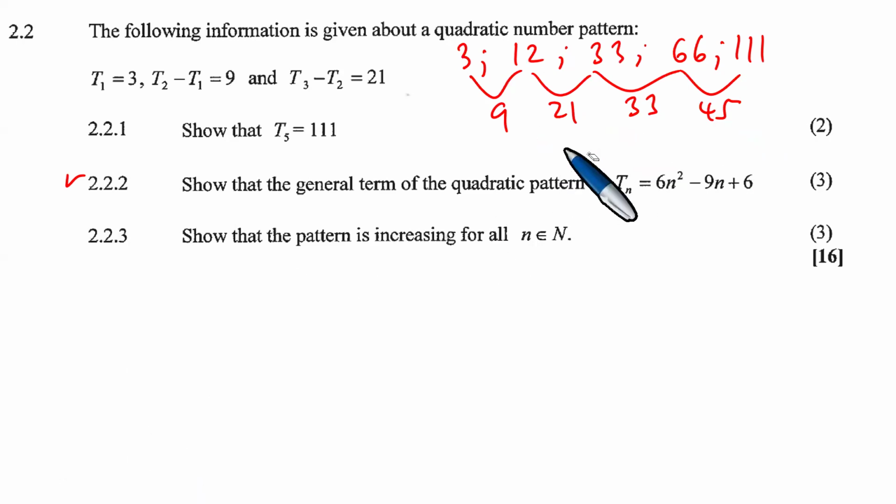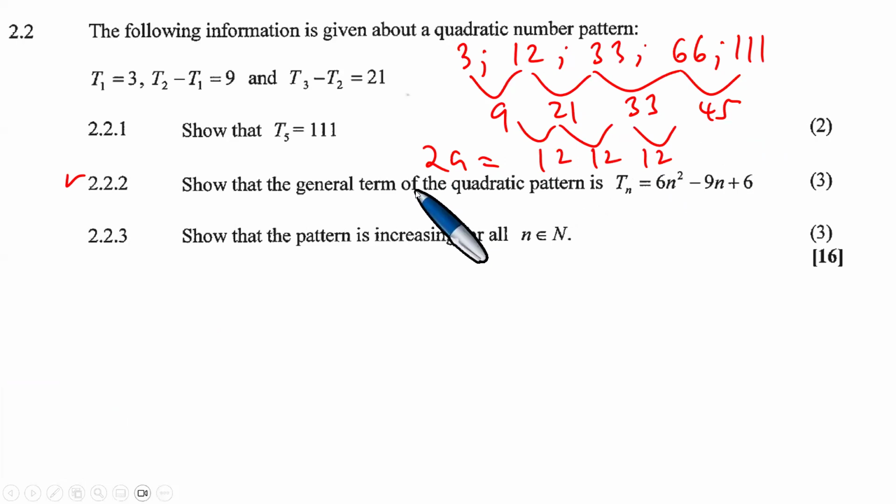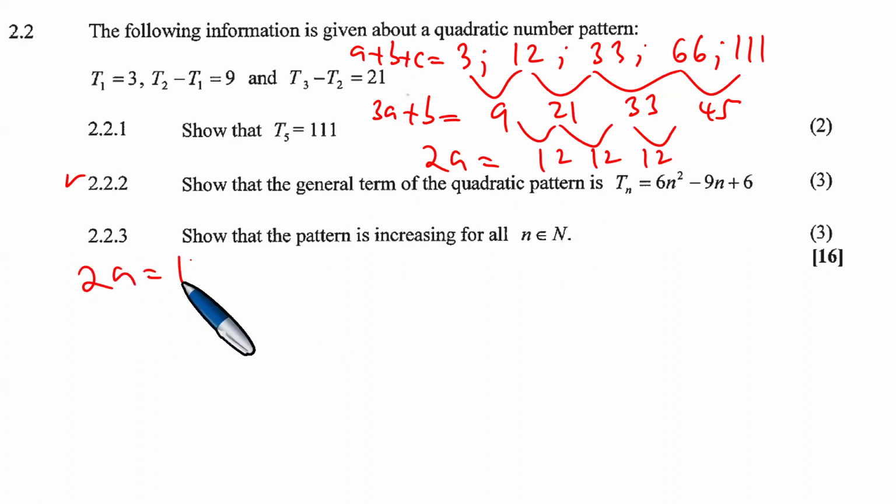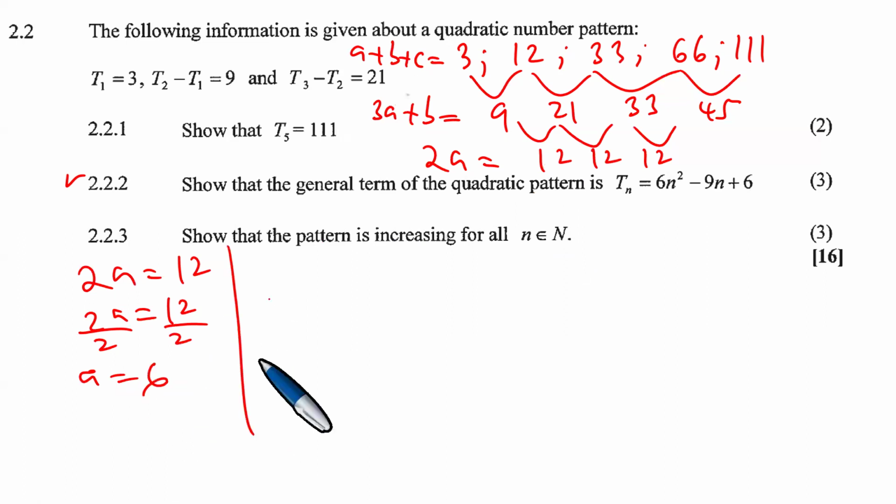If you find the differences here, for example, you have 12, 12, 12. Getting 2a equals 12, right? So you get 2a equals 12, and here you have 3a plus b equals 9. You have a plus b plus c equals the first term. So you always write like this, because we now want to find the general pattern. Which means that 2a is 12. And if 2a is 12, we divide the left by 2, the right by 2, getting a is 6.